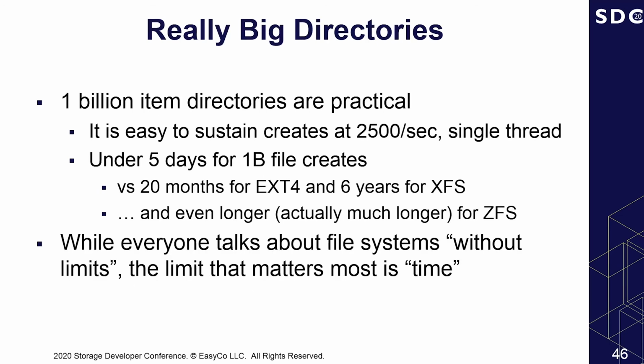So what are the limits? Many file systems have stupid numbers attached to them as limits. In practice, the limits are actually based on how much time you have to wait. If you want to create 1 billion files, this design keeps up with flash I/O latency at at least 2,500 file creates per second from a single thread. 1 billion files would take about 5 days. This compares to about 20 months for ext4, 6 years for XFS, and I don't want to think about how long it would take ZFS to do this. Again, the limit that matters the most is time.